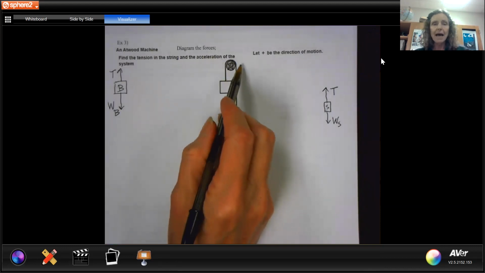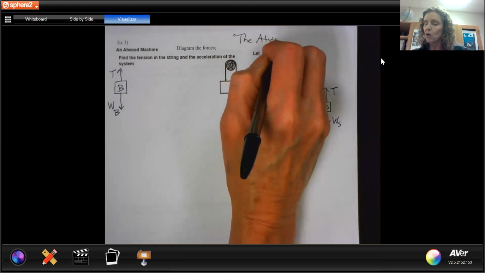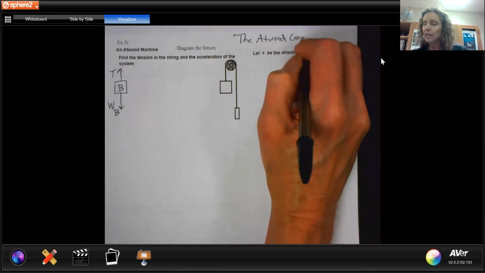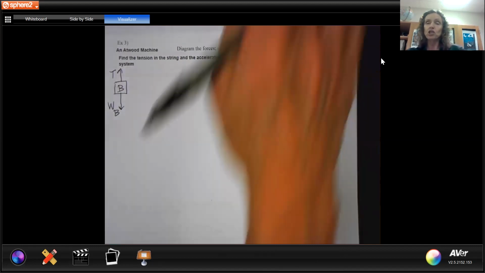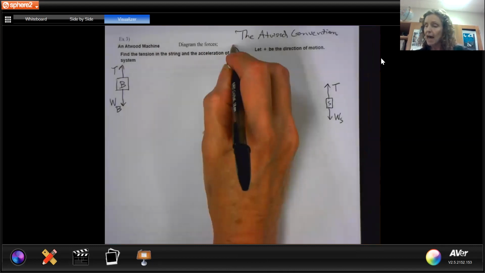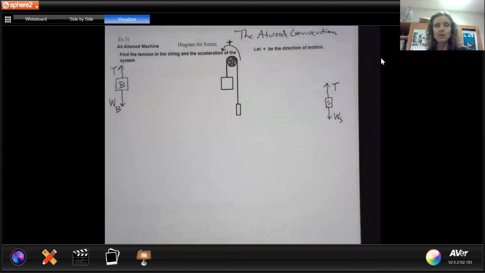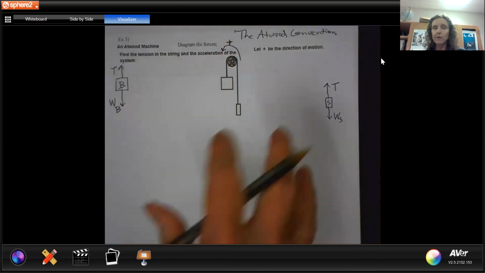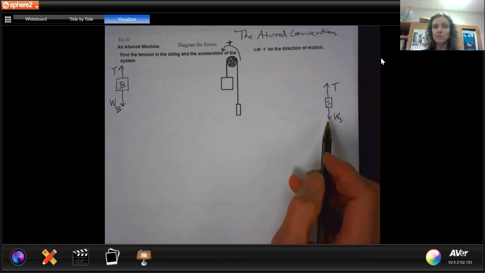So George Atwood established a convention we call the Atwood Convention. It's so useful and so often used in physics. He said, let the positive direction be the direction in which things actually move. Well, if the big one's going to fall down and the little one's going to come up, anything that helps that happen is going to be positive. Counterclockwise is another term for how it would look in this situation. And anything that fights that is going to be negative. Okay, so now we've got a system of signs.